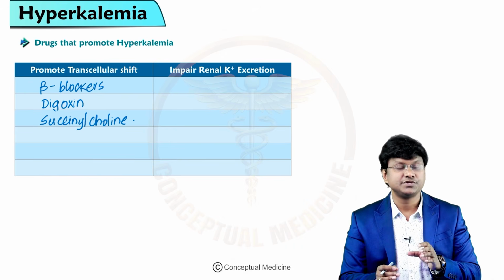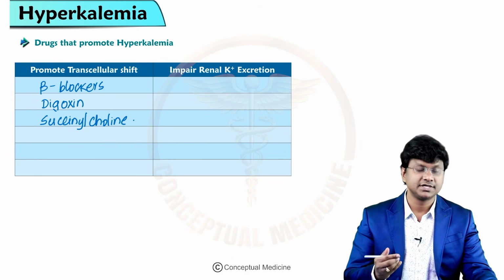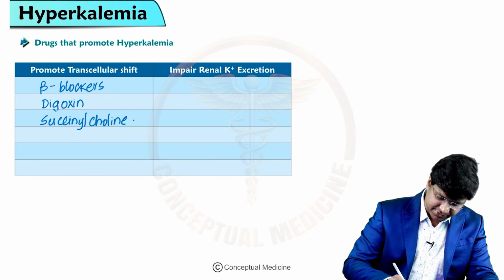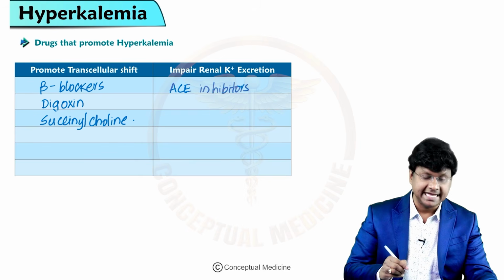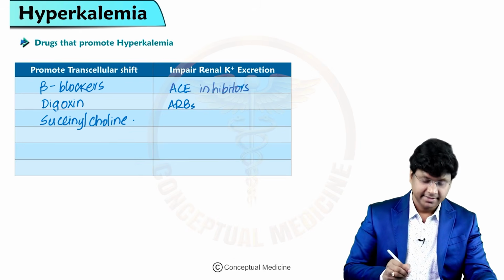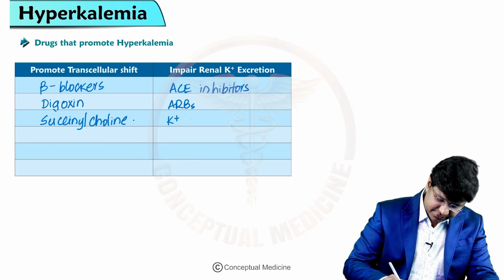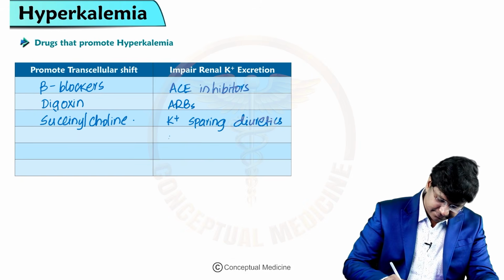And there are certain drugs which will cause impaired renal potassium excretion. And what are those drugs? That includes the ACE inhibitors, followed by angiotensin receptor blockers. Next, we have potassium sparing diuretics, and number 4, NSAIDs.